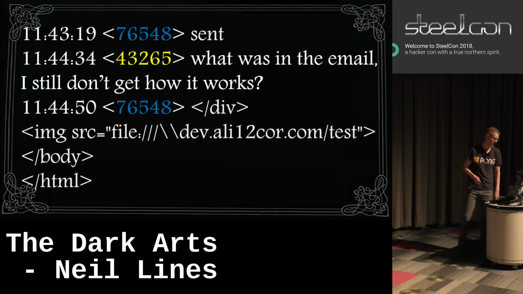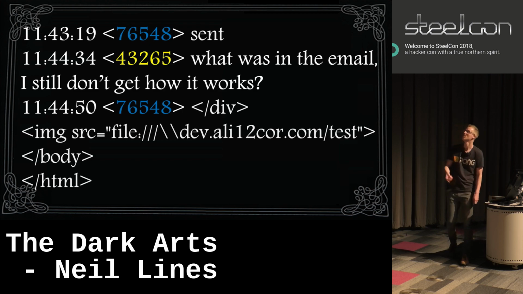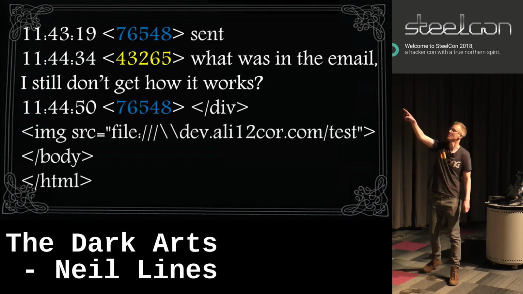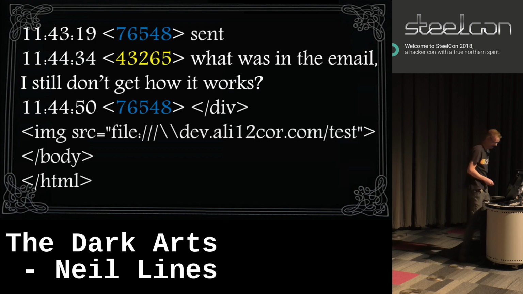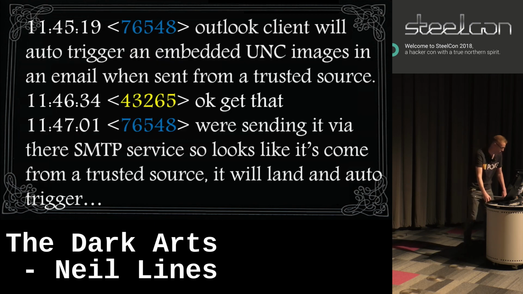What was in the email? I still don't get how it works. All that was in the email was simply an image tag with the SMB request, or UNC exploitation, which I love. The Outlook clients will auto-trigger an embedded UNC image from an email that comes from a trusted source. Okay, I get that. When sending it via the SMTP service externally, but from an internal user's address, it comes from a trusted source. It will land and auto-trigger, raining hashes.